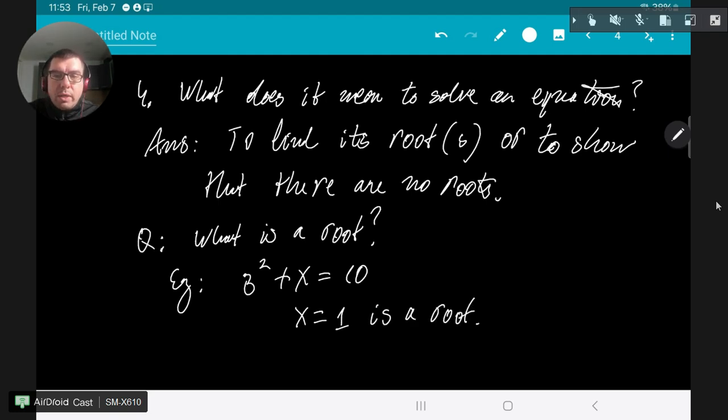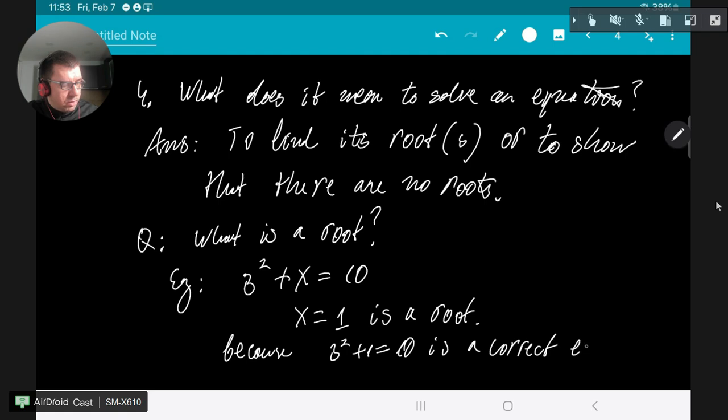How do I know that x equals 1 is a root? Well, because if I substitute the value of 1 in the place of x, I'll get 3 to the power of 2 plus 1 equals 10, which is a correct equality.